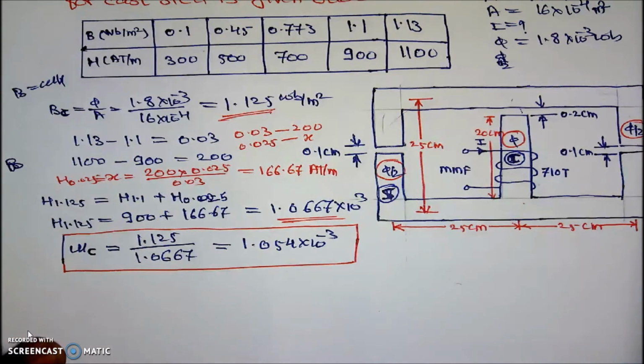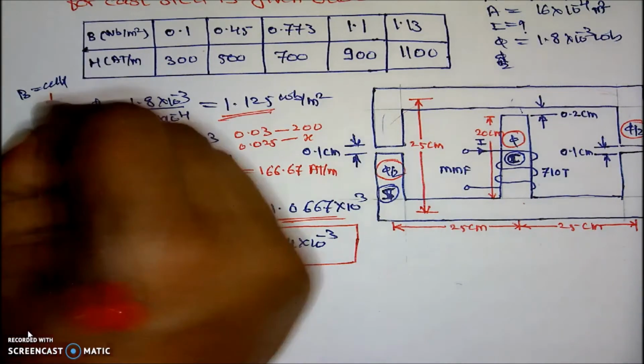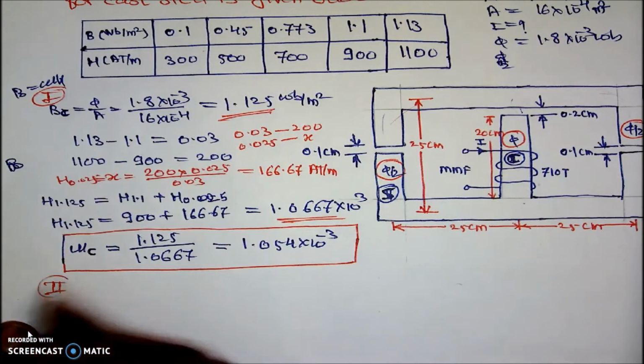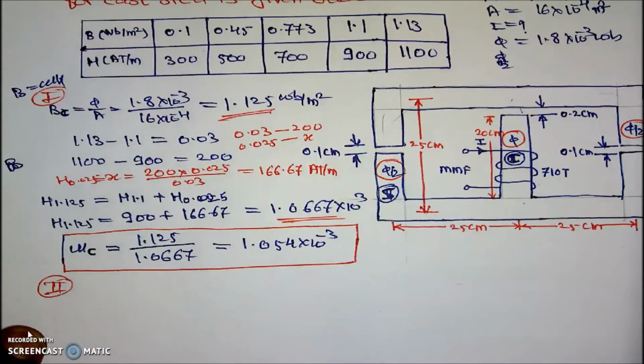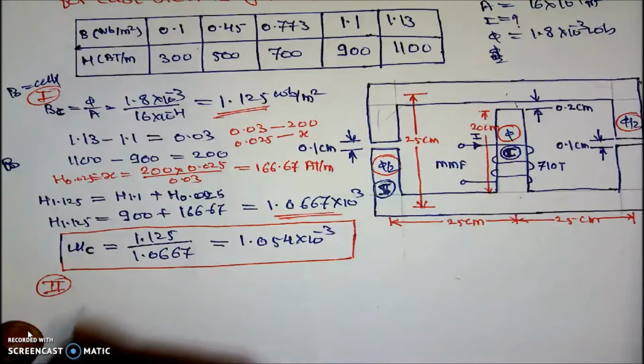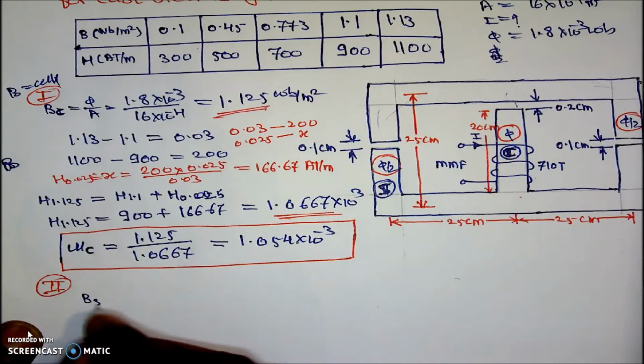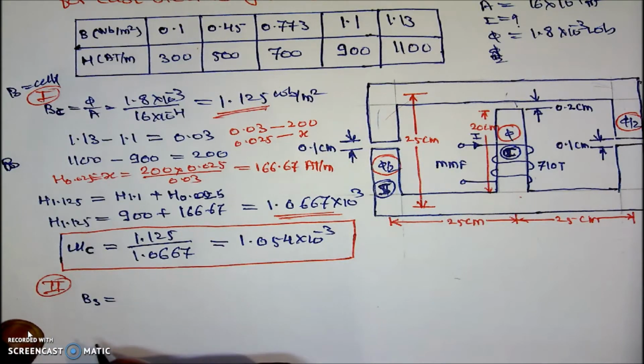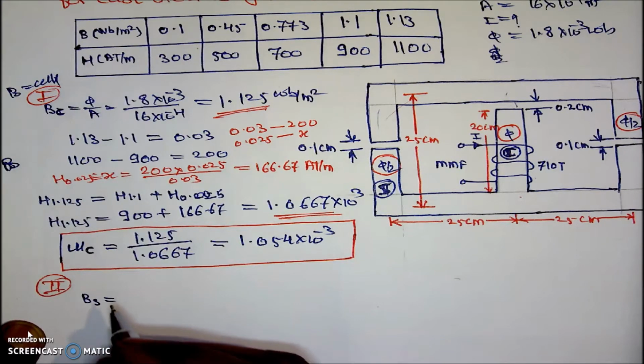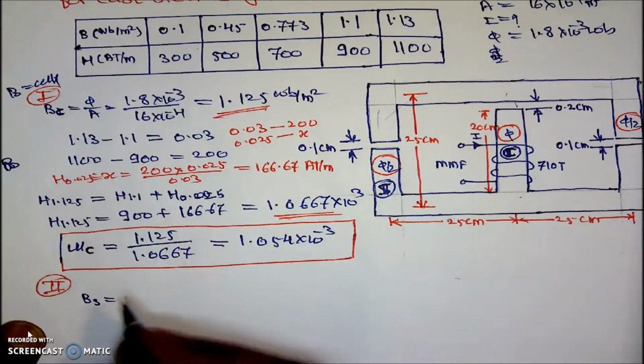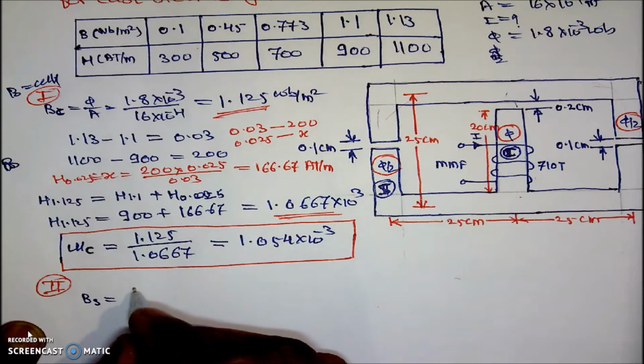Now here, this is the first calculation, and this is the second calculation. If we are finding the mu for the second, we have to read out its value. That's why I need to calculate the B for the side limb. For the side limb, the flux is 5 by 2, and its value is 900.